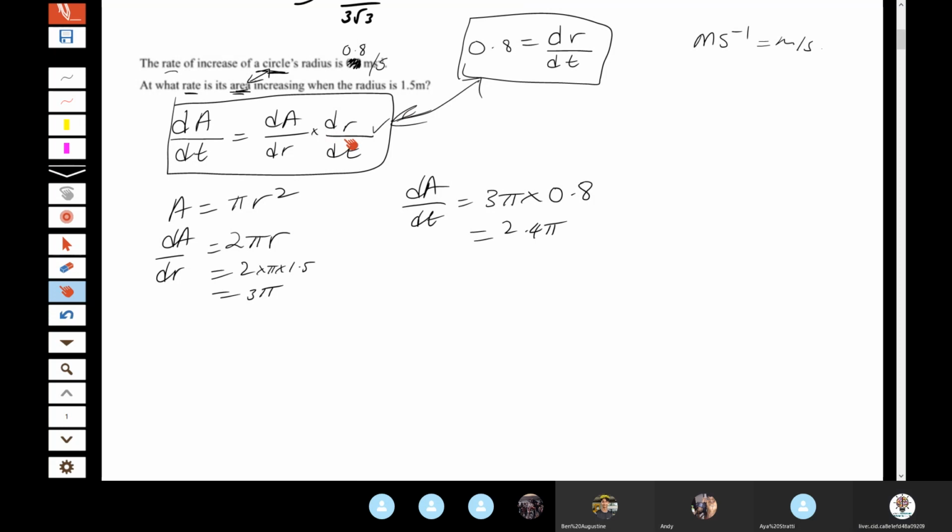Well, but I don't have this. So I now somehow need a relationship between A and R. And then that's when you go, oh yeah, okay, circle, area, radius, oh yeah, area equals pi r squared. Then you differentiate, and then you sub in your radius, and then you're finished.